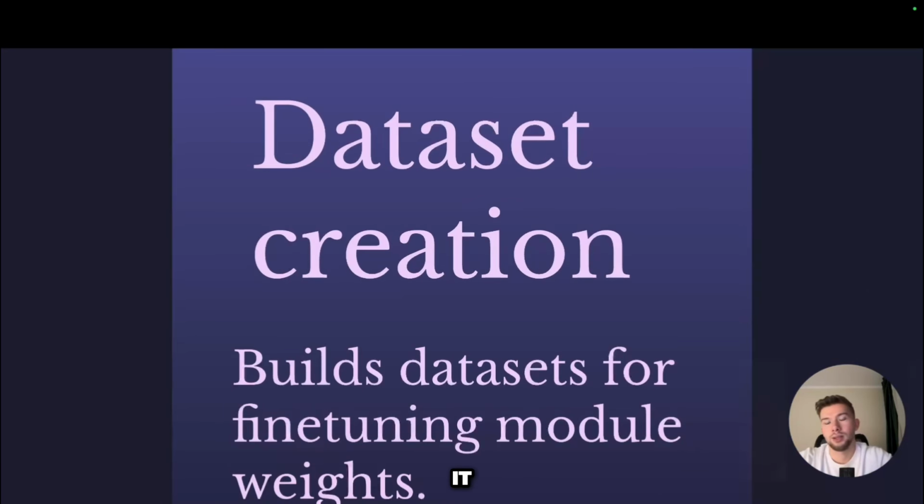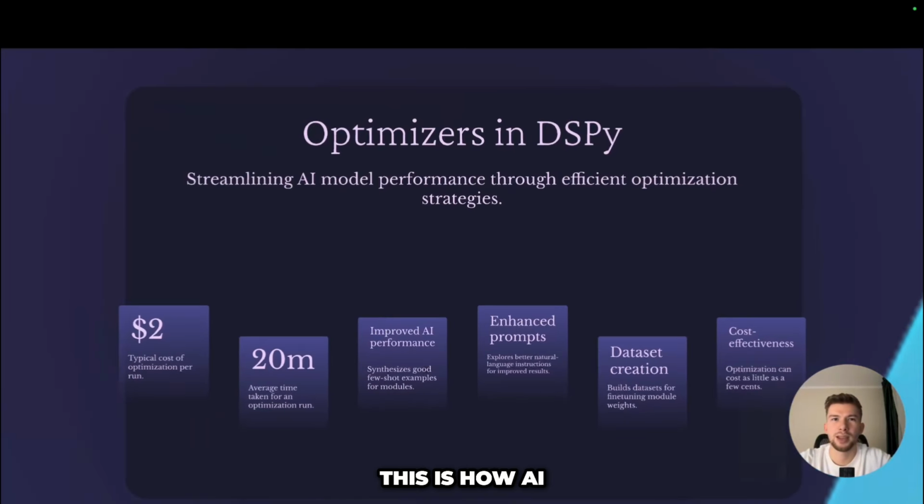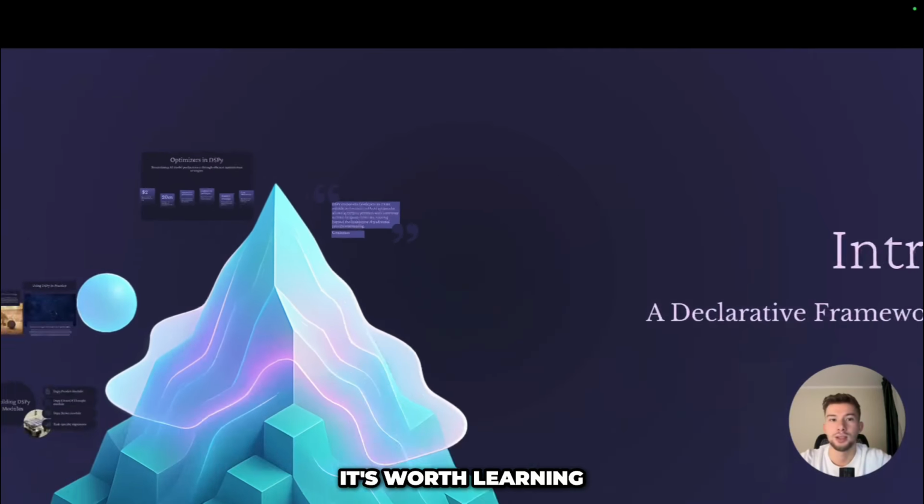That would be it. For me, it represents a shift from prompt guessing to principled AI system design. If you're building serious LLM applications, agents, pipelines, production tools, DSPy gives you structure, reliability, and scalability. And this is how AI development starts to look like real engineering. If you want to build a system that lasts, it's worth learning.